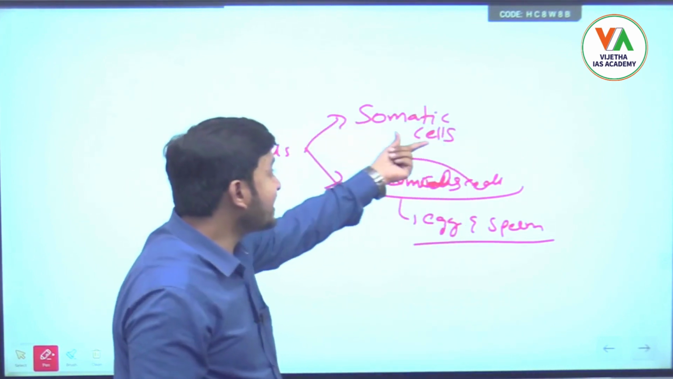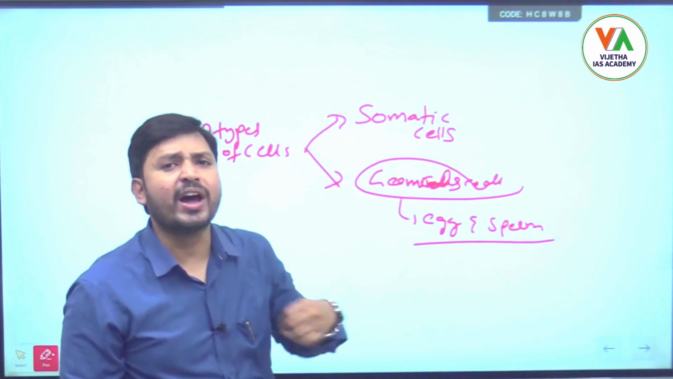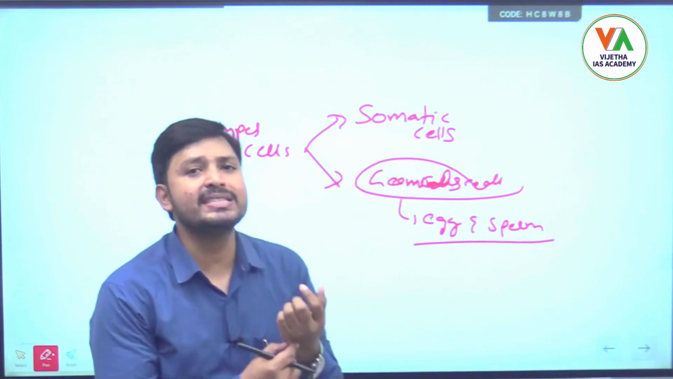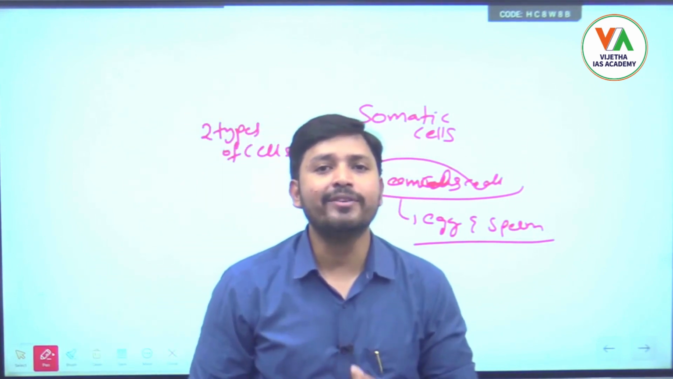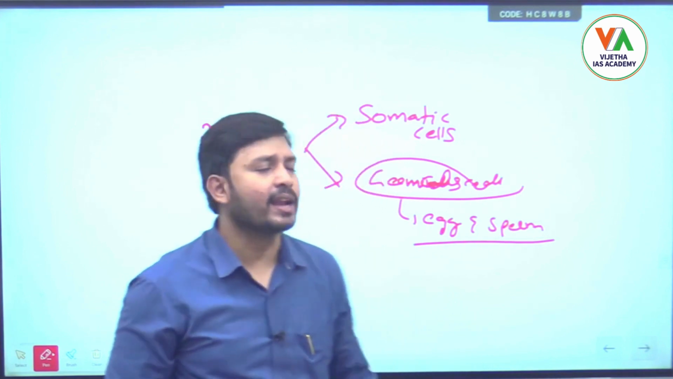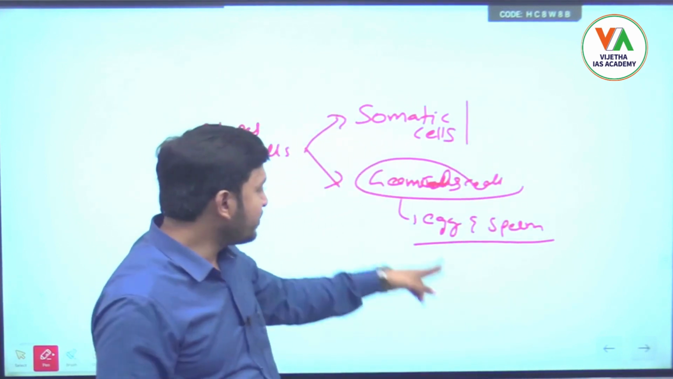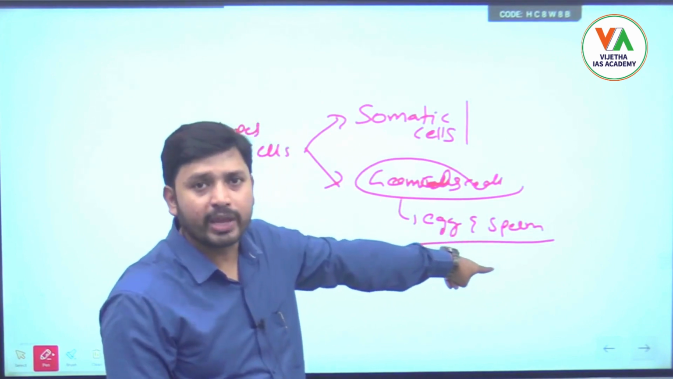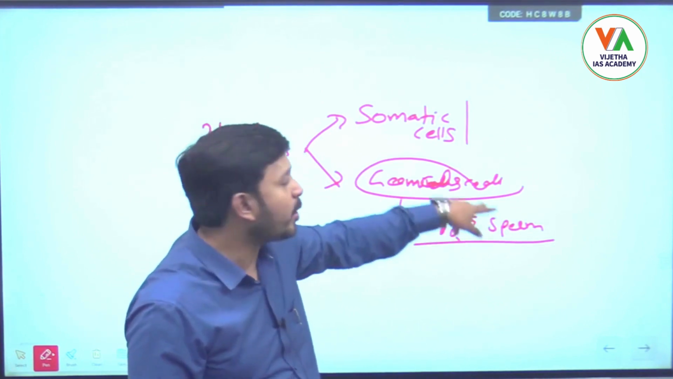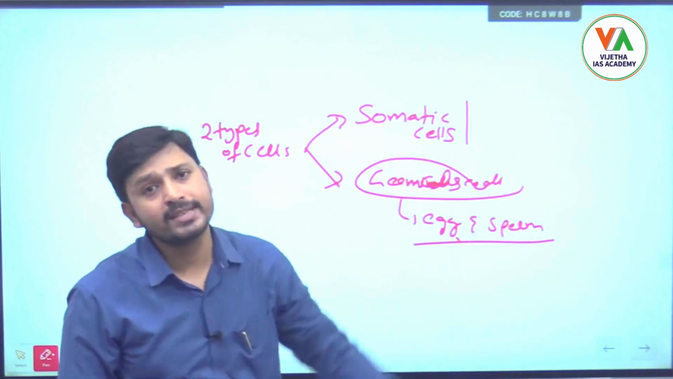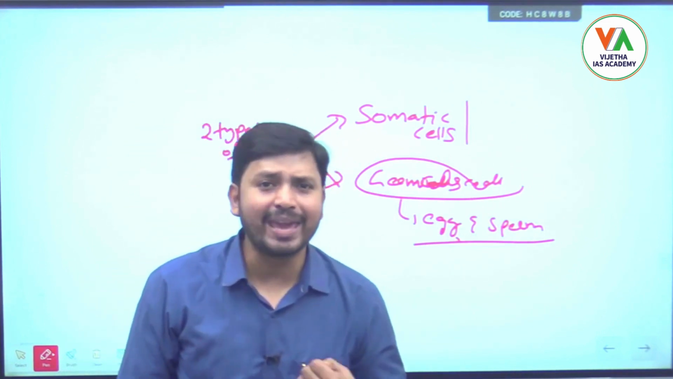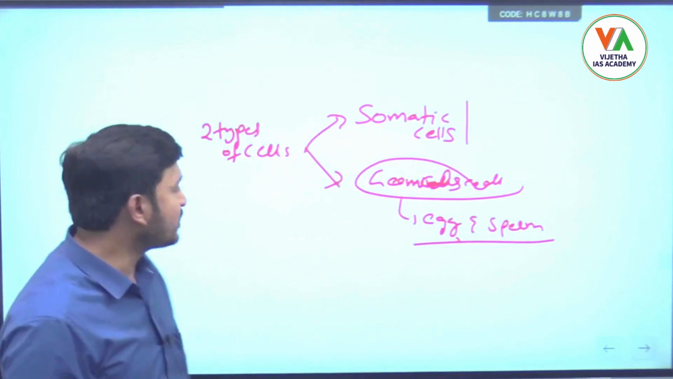But other cells which are there in the body, the rest of the cells, for example skin cell, or heart cell, liver cell, whatever the cell that are there, all the cells are called somatic cells. Means apart from these two cells in the human body, the rest of all the cells are called somatic cells. It can be any other cell, that is called a somatic cell.